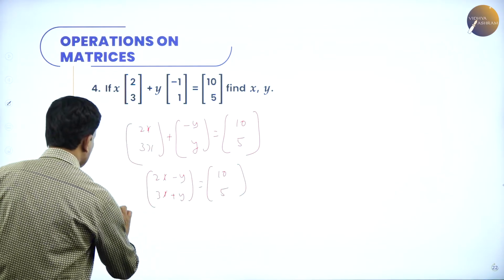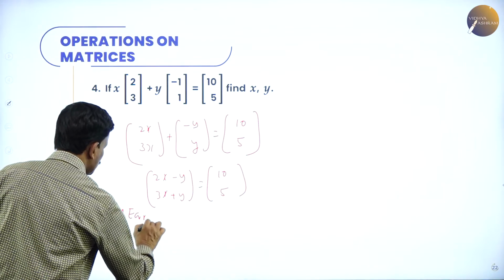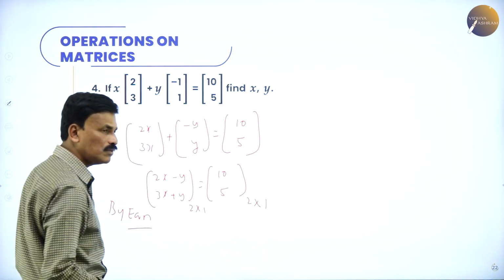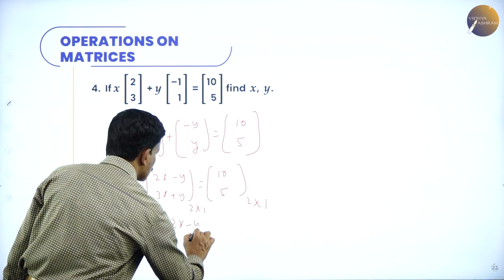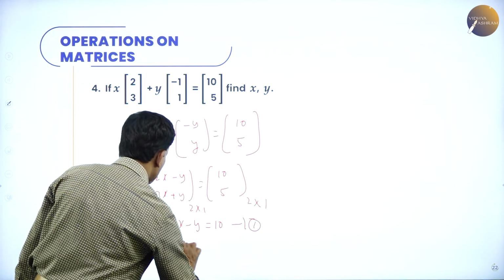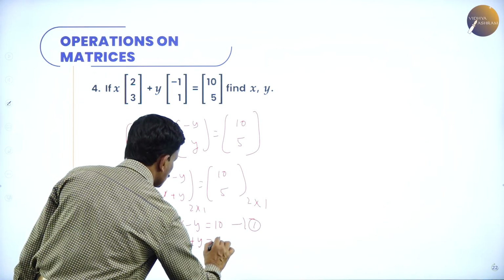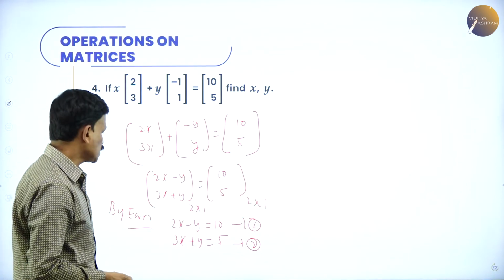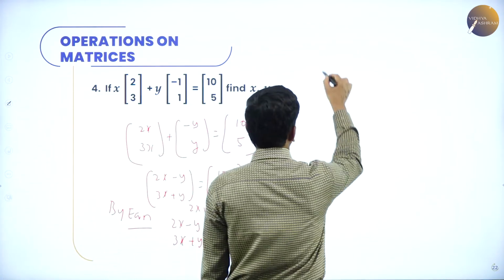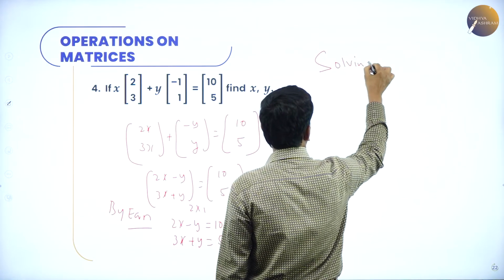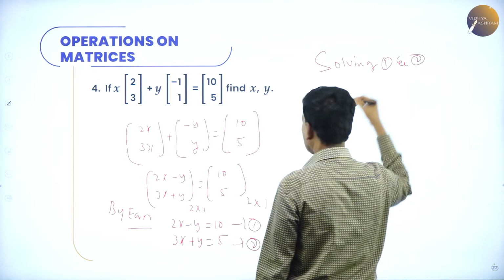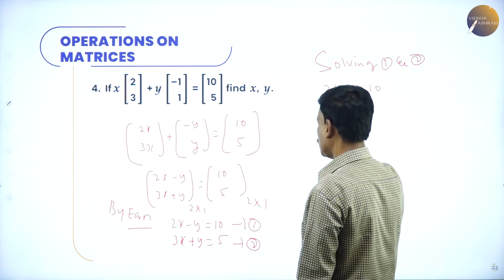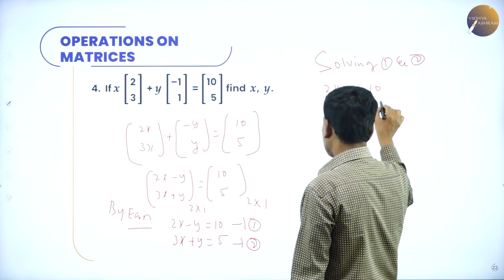Now, by equality of matrices, this is 2 rows, 1 column, this also 2 rows, 1 column, you can equate it. 2x minus y is equal to 10, equation number 1. 3x plus y is equal to 5, equation number 2. Solving 1 and 2, what are the values we have? 2x minus y is equal to 10. Another one is 3x plus y is equal to 5.